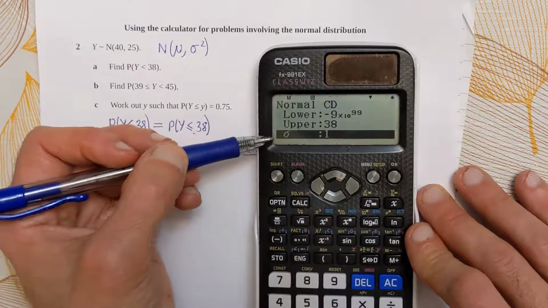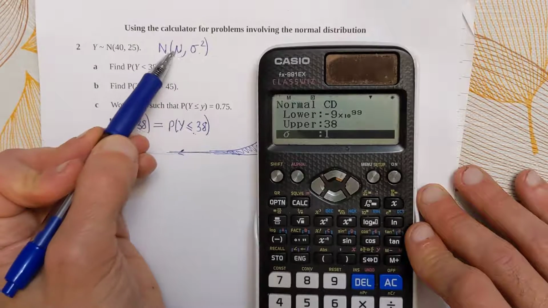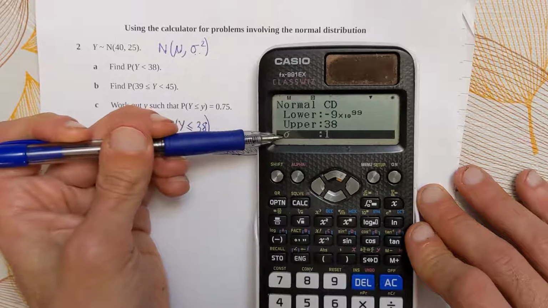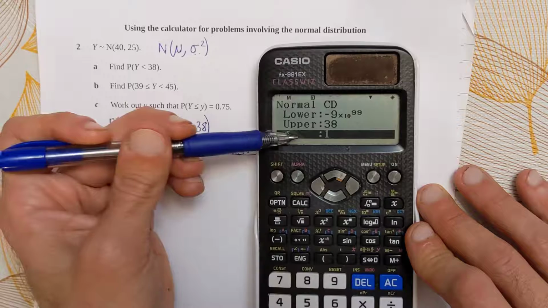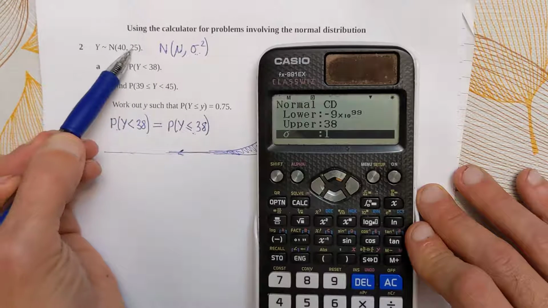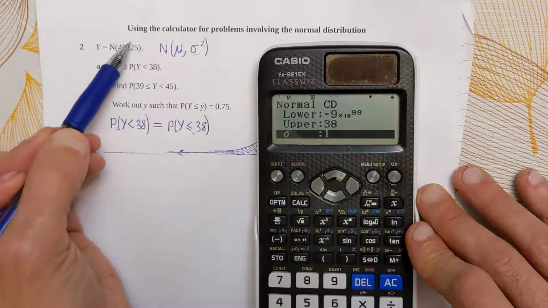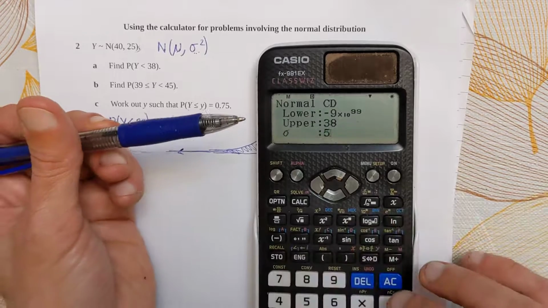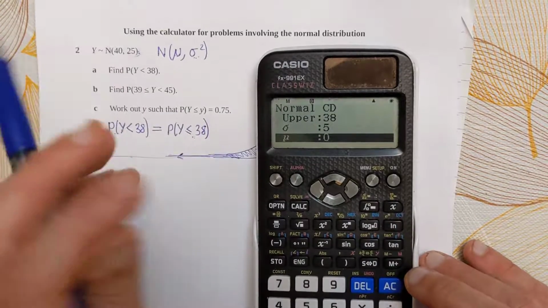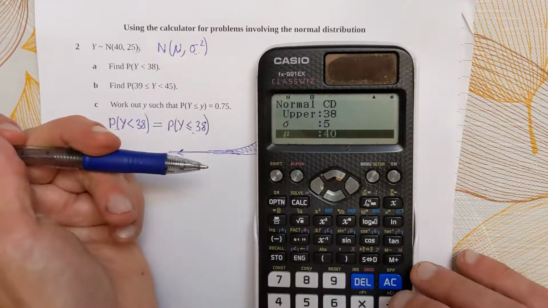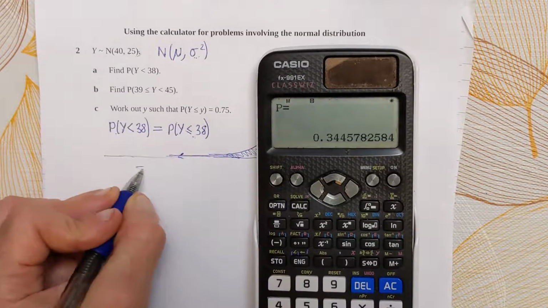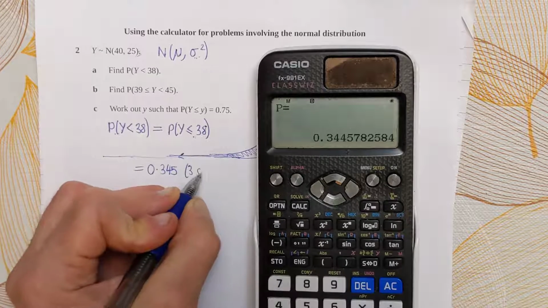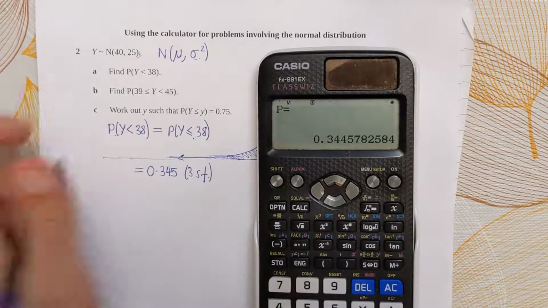Here is a potential source of error, because in the normal distribution, you put the mean followed by the variance, but the calculator is asking you to put the standard deviation in, not even the variance. So if the variance is 25, you have to put the square root of 25 into the calculator. So of course you put 5. And then the mean given is 40. Press equals a couple of times and you will get 0.345 to 3 significant figures. And that's part A.